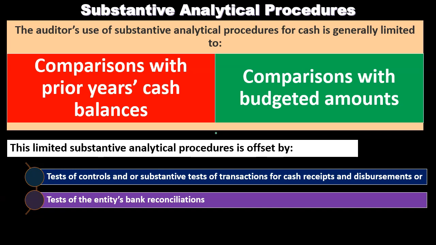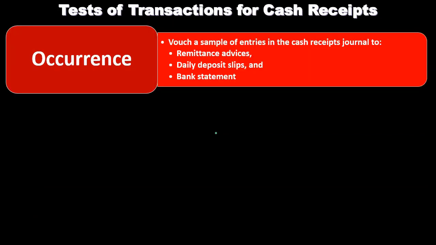Tests of the entity's bank reconciliation. Obviously, the bank reconciliation is going to be a huge component when we think about the testing for cash. Tests of transactions for cash receipts. We have our assertions and then the testing. So occurrence, the assertion of occurrence. Vouch a sample of the entries in the cash receipts journal. So the cash receipts journal, vouch them to the remittance advices, daily deposit slips, and bank statement.